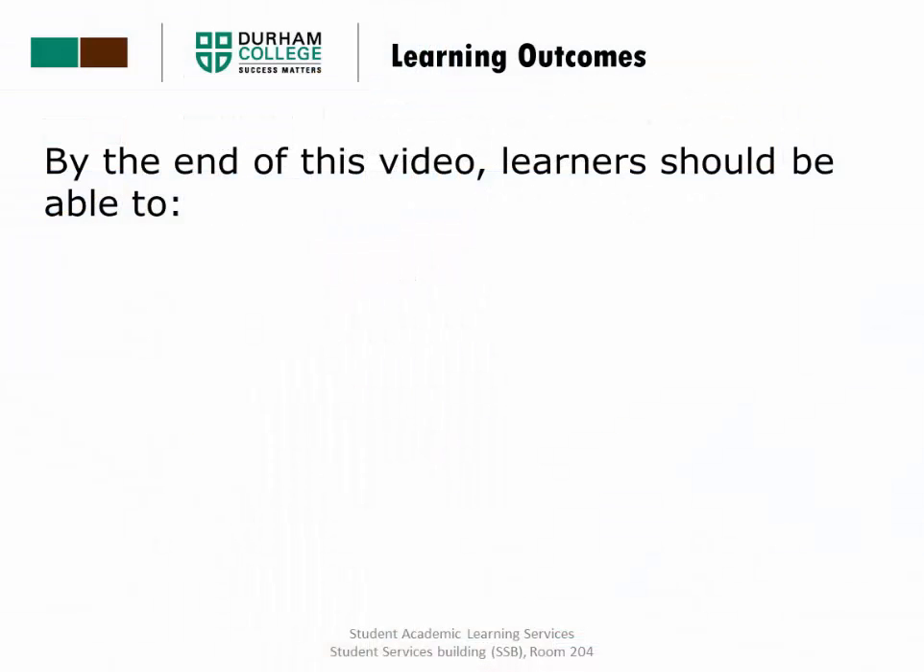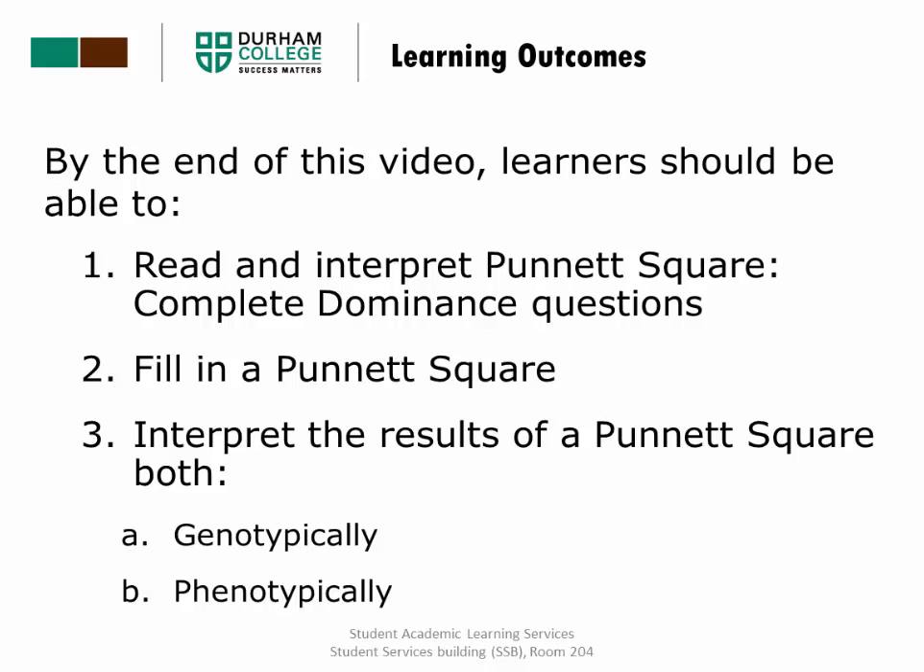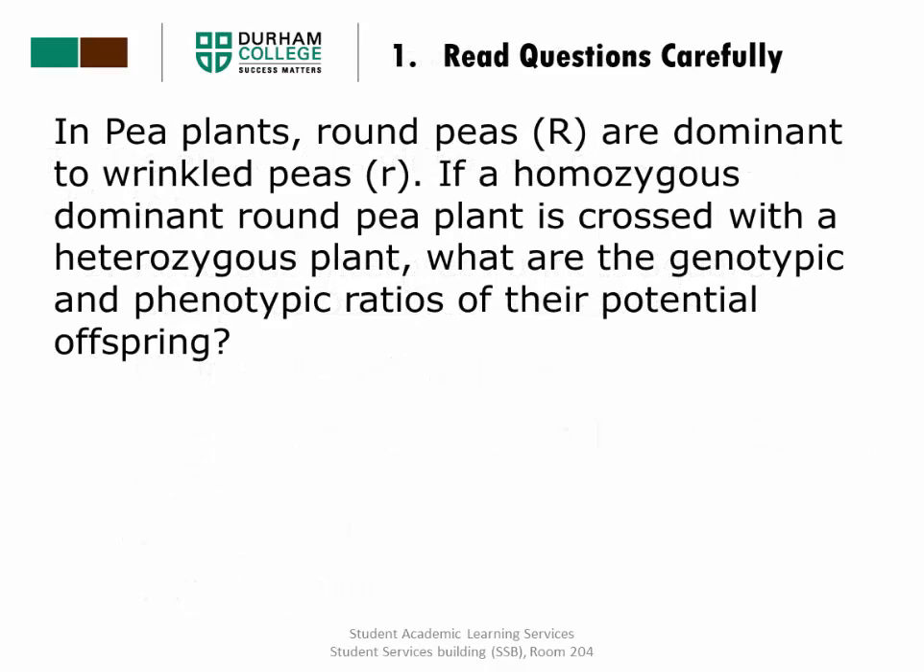By the end of this video, learners should be able to read and interpret Punnett squares for complete dominance questions, fill in a Punnett square, and interpret the results of a Punnett square, both genotypically and phenotypically. The first step in completing Punnett square questions is to read the question carefully.